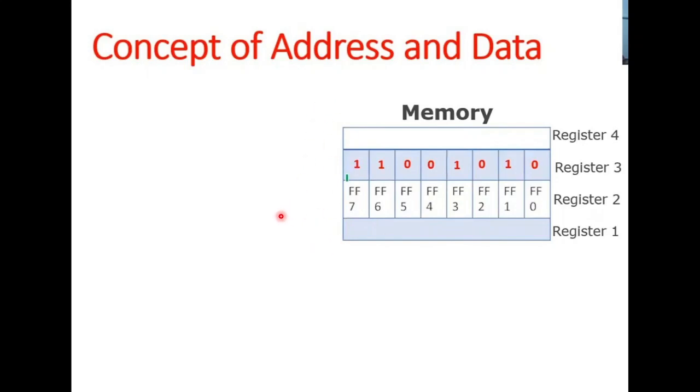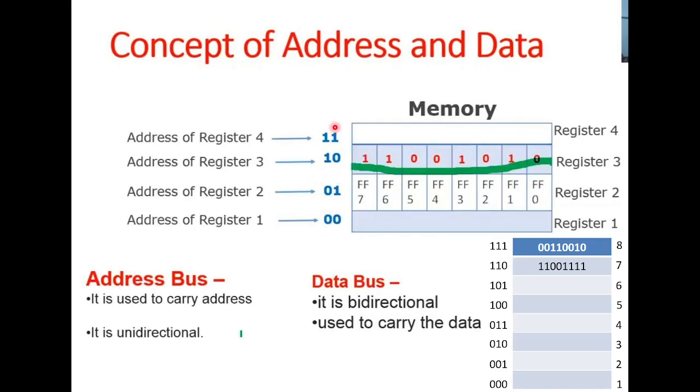So we can't differentiate. To identify a memory location, in this memory location 11001010 is there, and in this memory location some other value is there. To fetch that particular data, we need an address representation. Through that address representation I can access that particular data. For that we are going to use 2-bit values, and I can generate 4 addresses: 00, 01, 10, 11. So in total 4 addresses are used to represent these 4 registers.